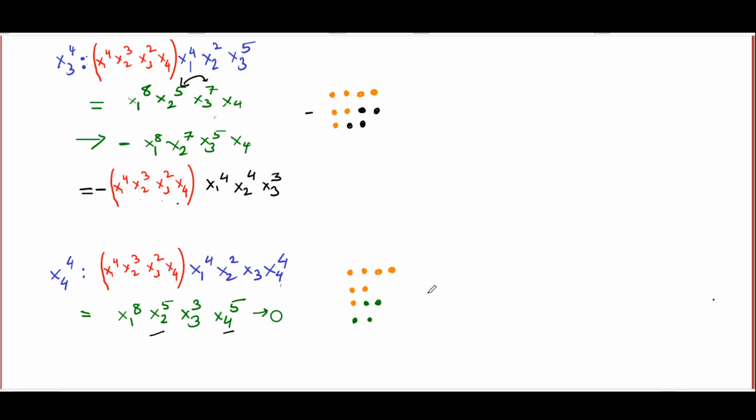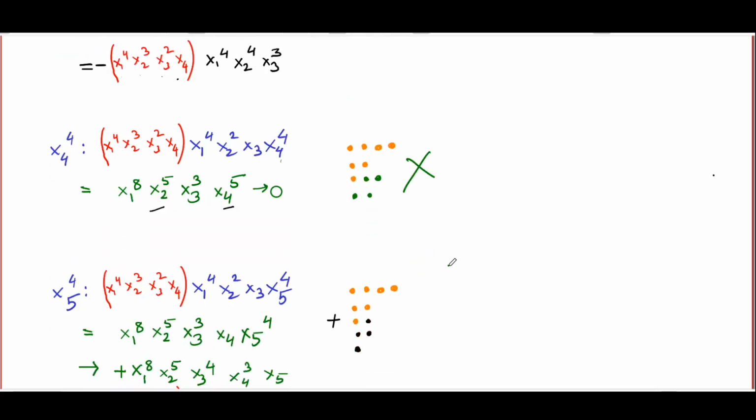But this is not a legitimate Young tableau. There are more dots in the third row than in the second one. Remember, the number of dots can never increase as you go down the tableau. And therefore, this is not an allowed diagram, which actually is reflected by the fact that multiplication by x4 to the 4 would have given you a term which vanishes identically. That doesn't mean, however, that we have come to the end of the line. We still can multiply by x5 to the power 4.